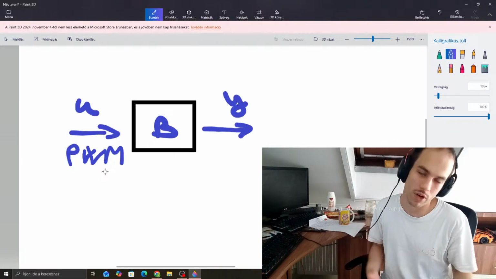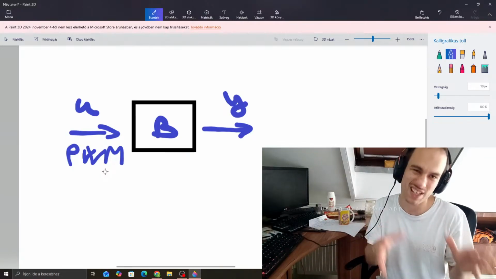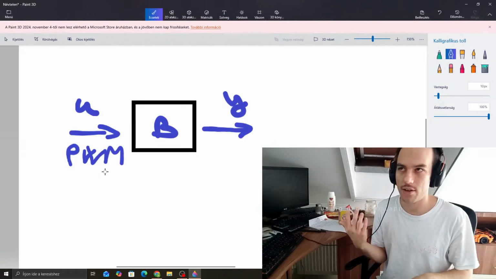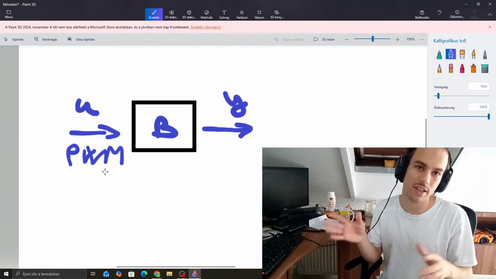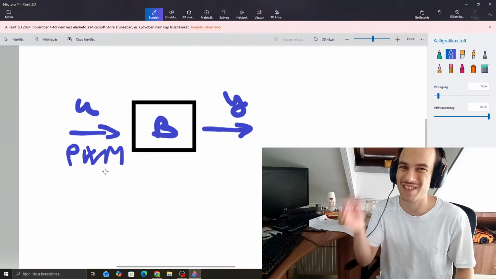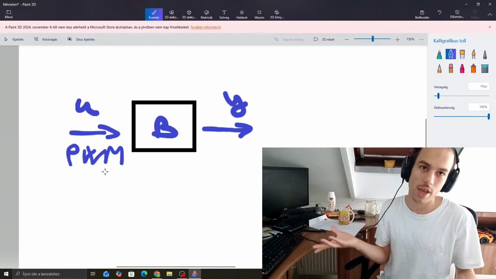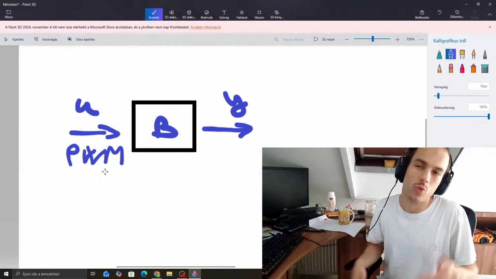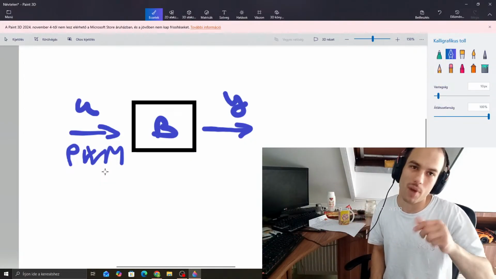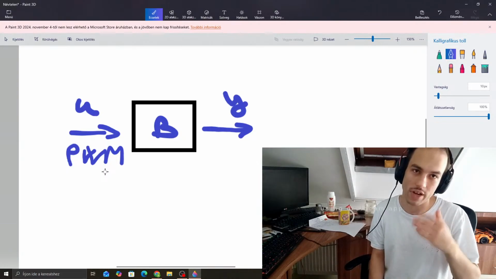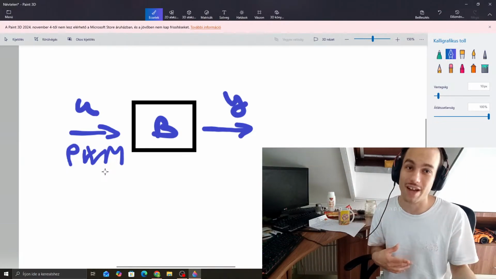PWM, of course, in real life doesn't happen like that. It happens based on logic, but it is a bit more specific, and it happens a lot, like 20,000 or 50,000 times per second. That is why they call it 20 kilohertz. You want to operate above about 21 kilohertz, because that is the audible range, so you don't hear the motor whine.